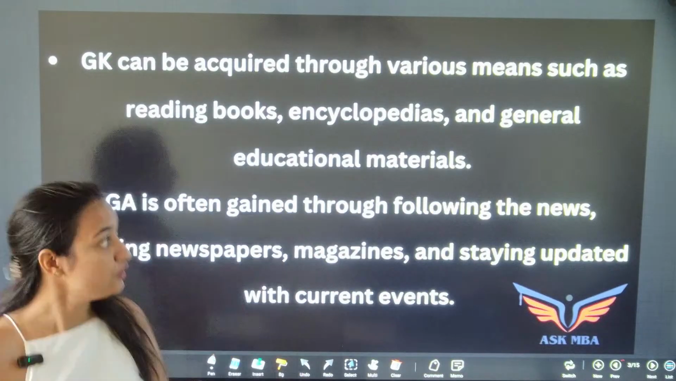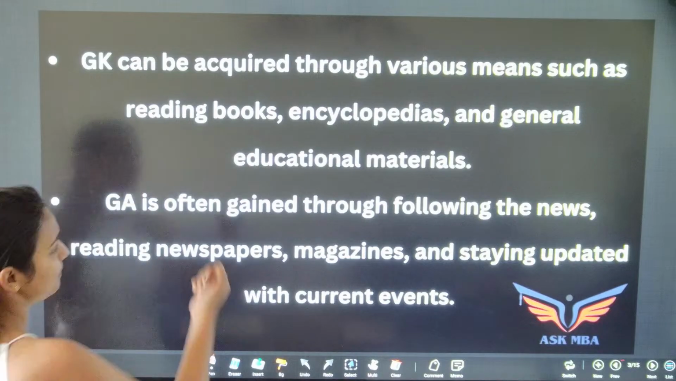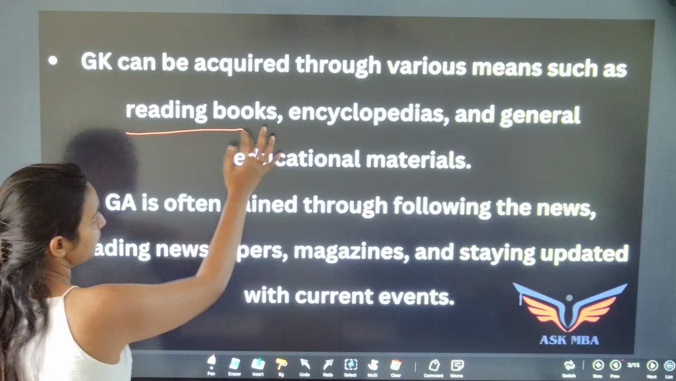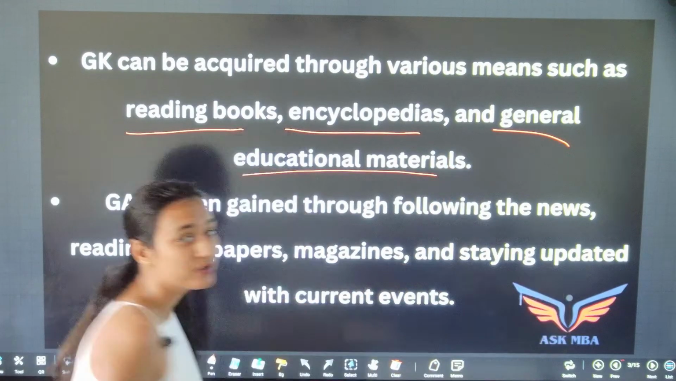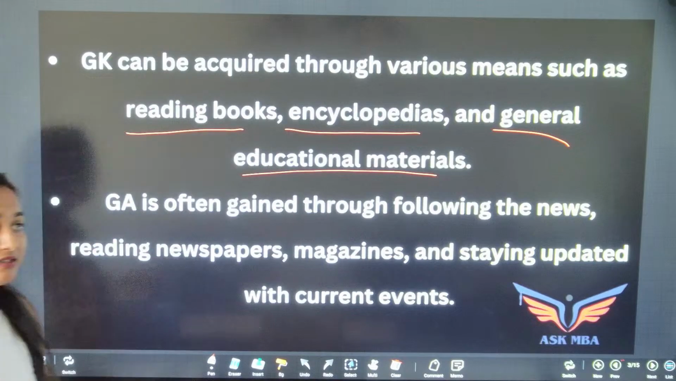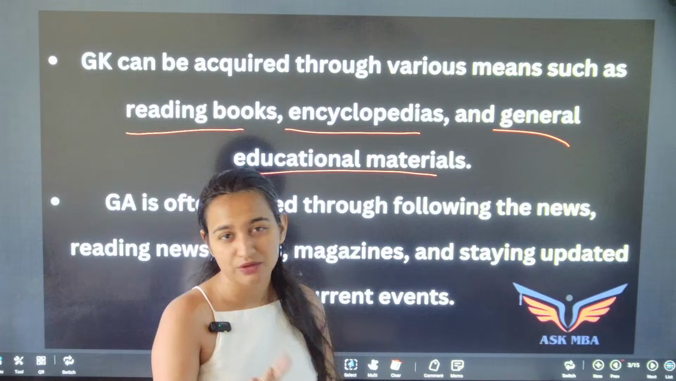Just go through those stuff. Okay, GK can be acquired through various means. I was talking about reading books, encyclopedias, general education materials. अभी बहुत सारे books available हैं market में. There is one more book of Arihant Publications which you can refer, which costs around 35 or 25 bucks.